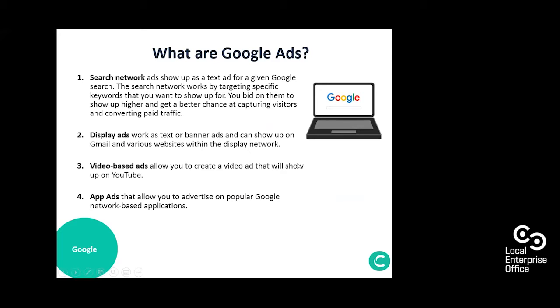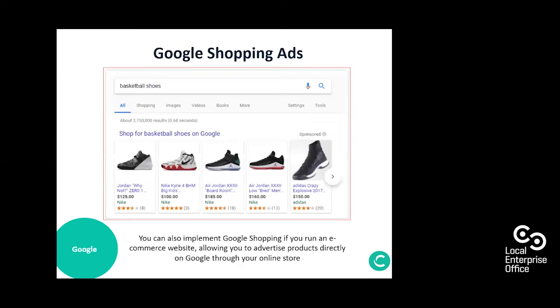Search network ads show up as a text ad for a given Google search. In other words, the user comes along, inputs a search into Google, and depending on the keywords or the words that they put in, particular ads show up that are targeting those particular keywords or that particular search. Basically, it's an auction. Advertisers bid on the particular keywords, and the number one bidder at the given time shows up number one in terms of ads. Number two bidder shows up number two, etc.